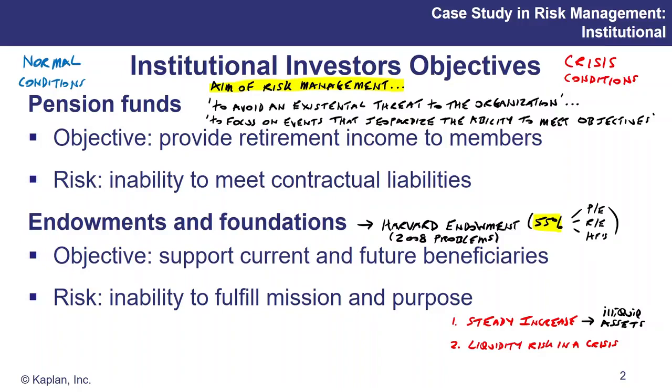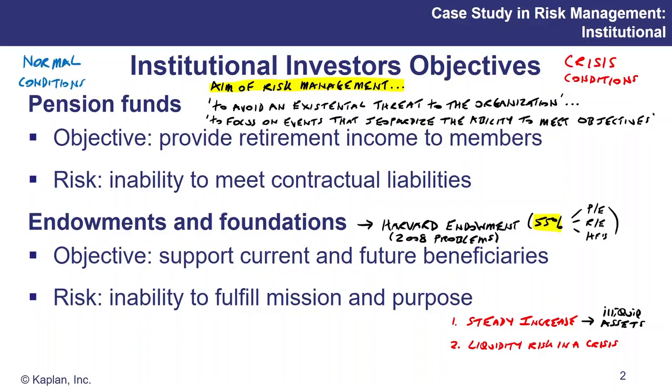Now, to understand the context for our institutions, any of these could be the investor we're talking about investing in these private equity investments, for example: pension funds, endowments, and foundations. Firstly, think about the nature of pensions providing retirement income to members. They've got to have the right level of liquidity available. And so the key risk is the inability to meet the contractual liabilities as required.